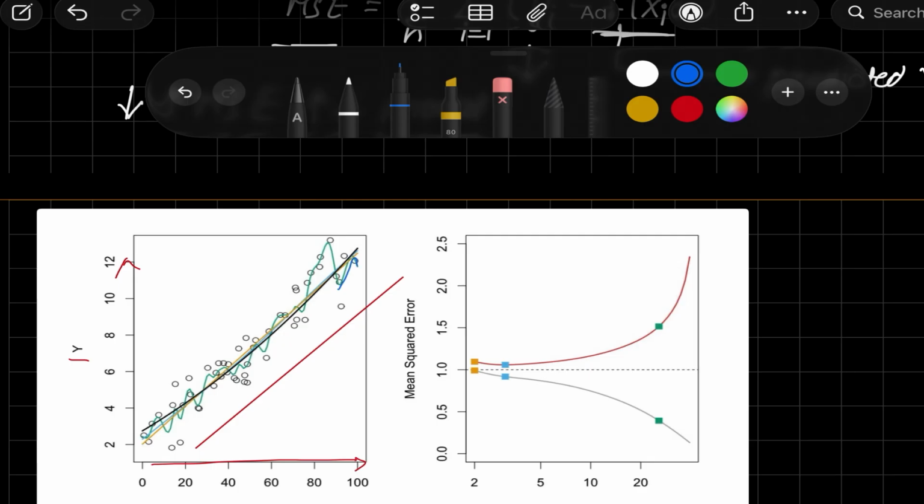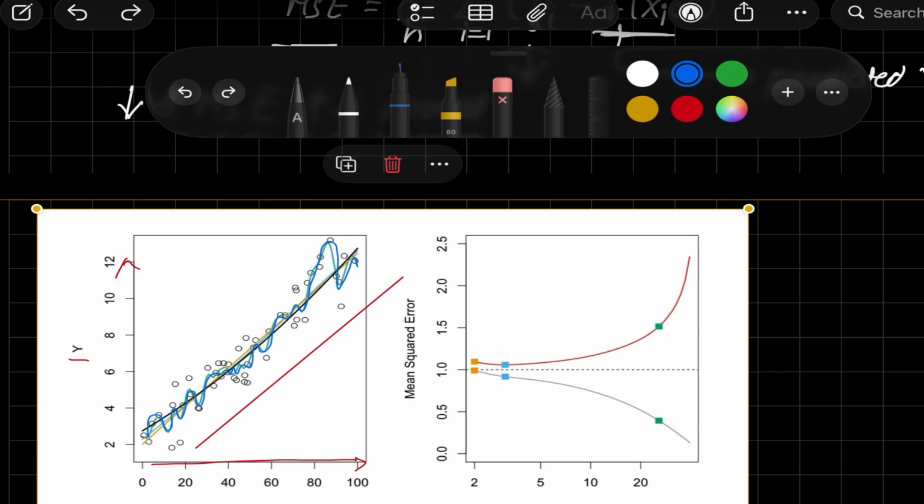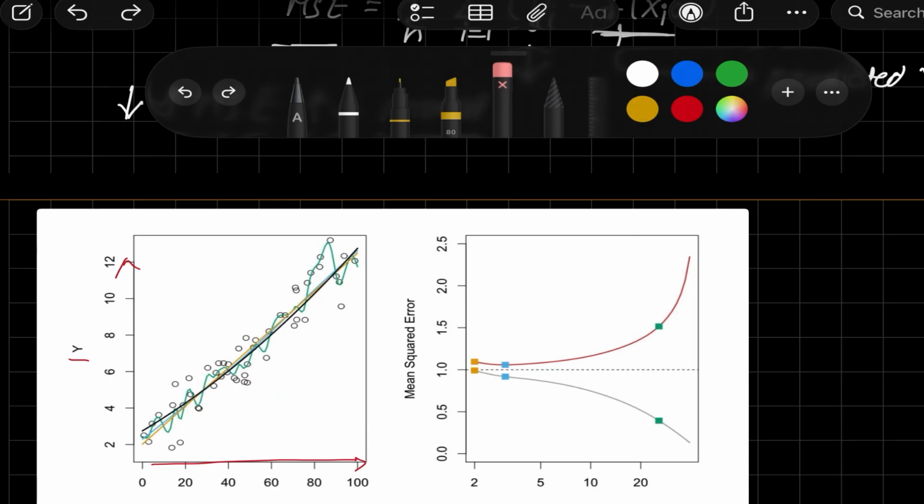Now there is this green model, which is trying to capture every move, every noise. And there is a yellow line between the data, which is also showing a linear line.